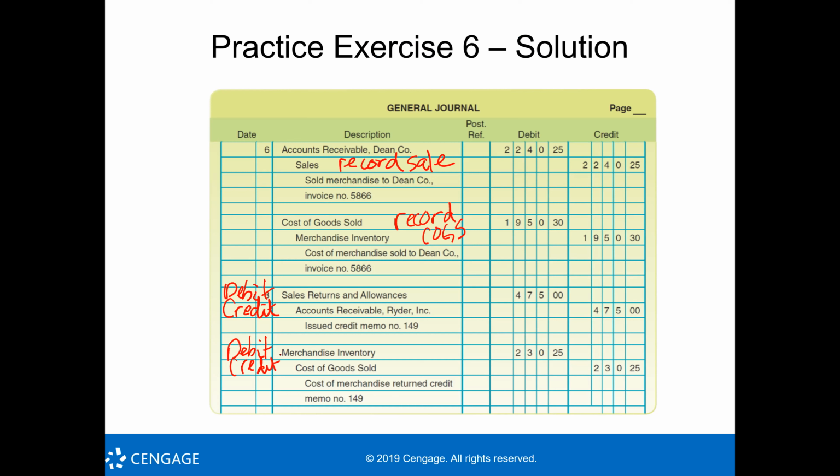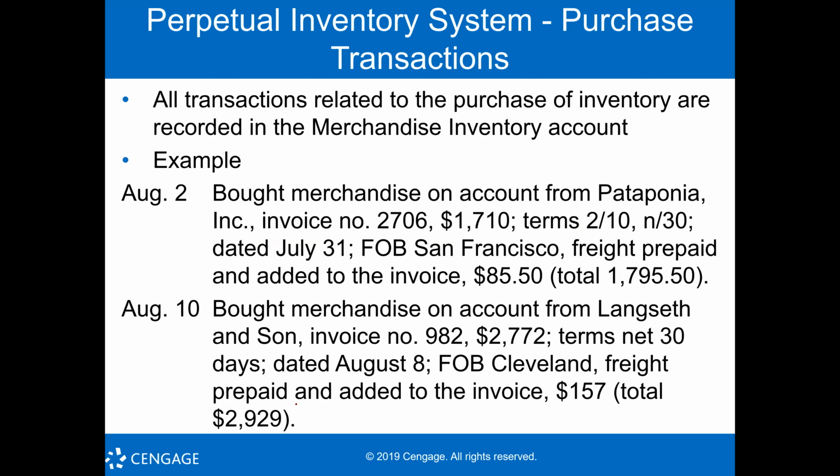And again, up here is when we're selling it, it's a debit to cost of goods sold, credit merchandise inventory. But when the customer returned it and we're putting it back into inventory, we're doing the opposite. We're debiting inventory, crediting cost of goods sold. Anyway, we'll get some practice with it together once we get started on our exercises.